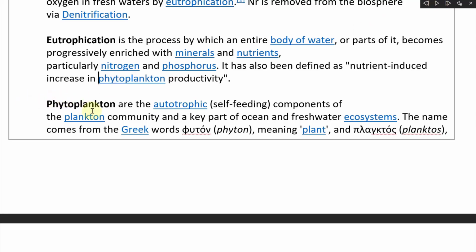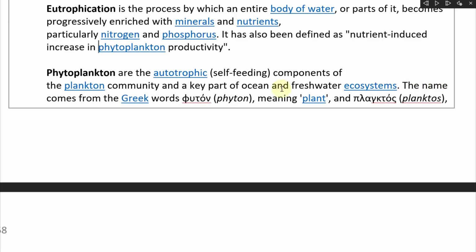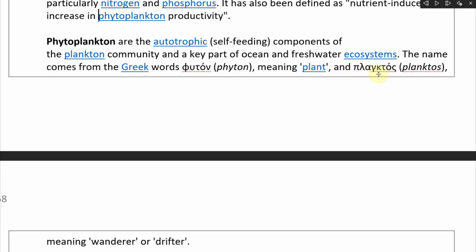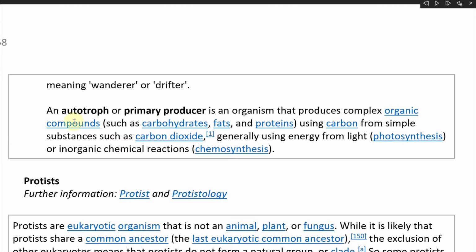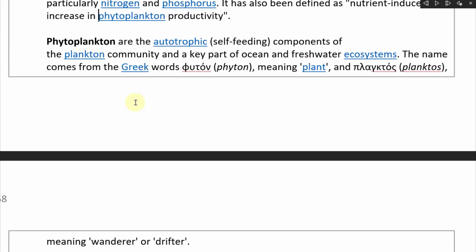Phytoplankton. Phytoplankton are the autotrophic, self-feeding components of the plankton community and a key part of ocean and freshwater ecosystems. The name comes from the Greek words phyton, meaning plant, and planktos, meaning wanderer or drifter. And note that an autotroph or primary producer is an organism that produces complex organic compounds such as carbohydrates, fats, and proteins using carbon from simple substances such as carbon dioxide, generally using energy from light, photosynthesis, or inorganic chemical reactions, chemosynthesis. And we'll go over primary producers and autotrophs later in this video.